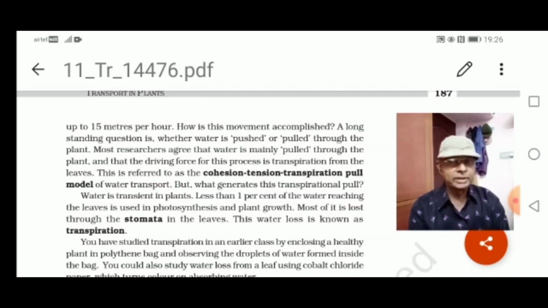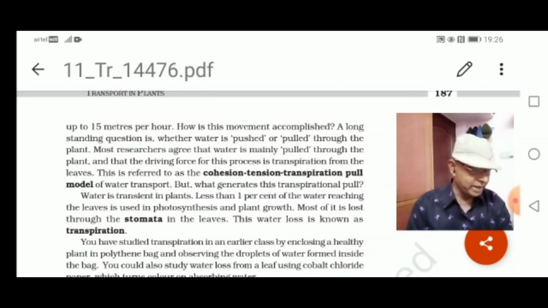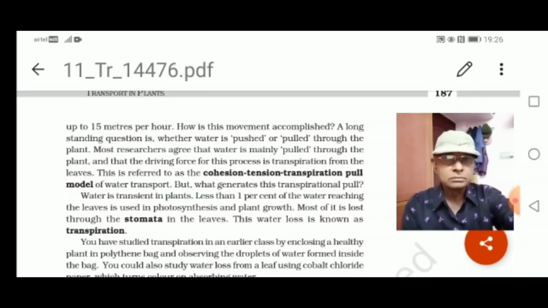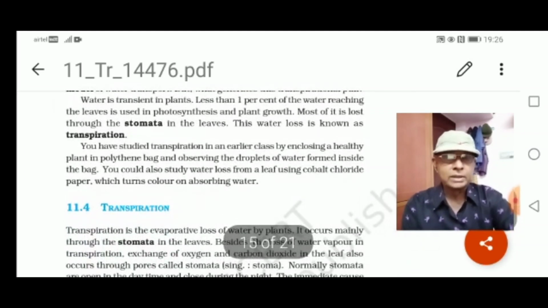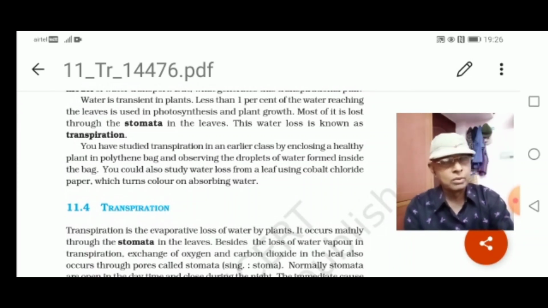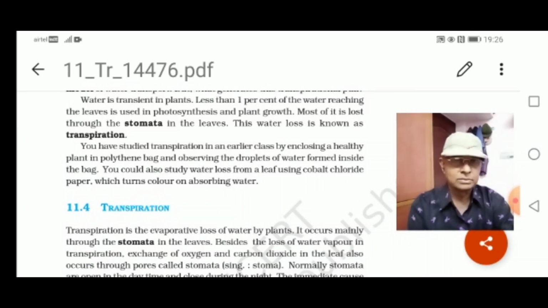When transpiration takes place, transpiration pull is created in the mesophyll tissue of the leaf that will suck water from the lower part of the plant. So you have to remember, transpiration pull is very essential. Transpiration pull is created only by means of transpiration.